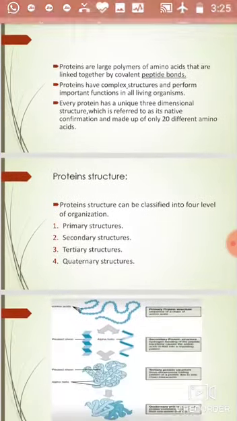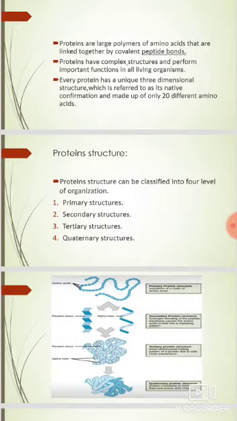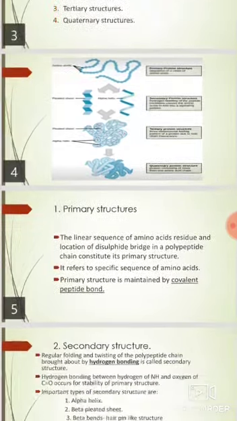Protein structure. Protein structure can be classified into four levels of organization: number 1, primary structure, secondary structure, tertiary structure, and quaternary structure. Now this is the figure of different levels of organization in protein. On the top, the figure is primary level of organization, second is the secondary, third is the tertiary structure, and the last the quaternary structure of the protein.